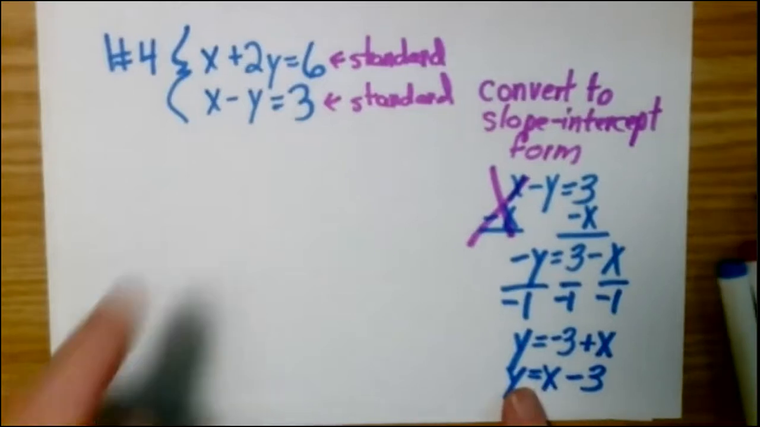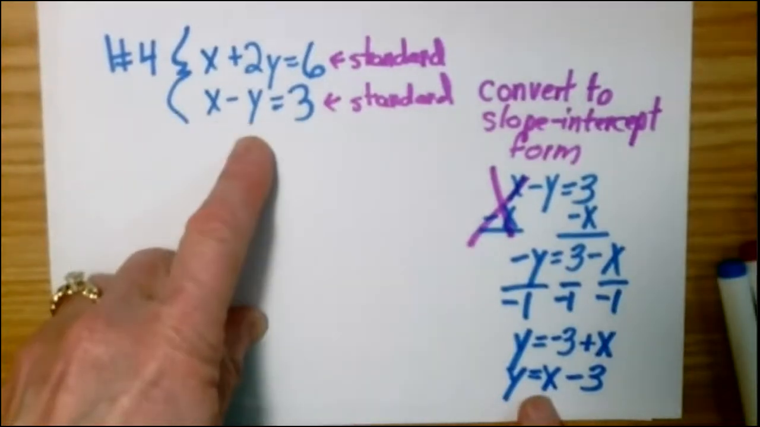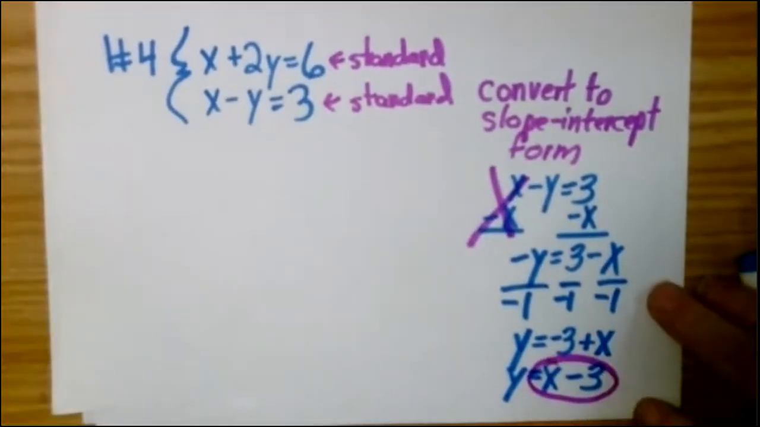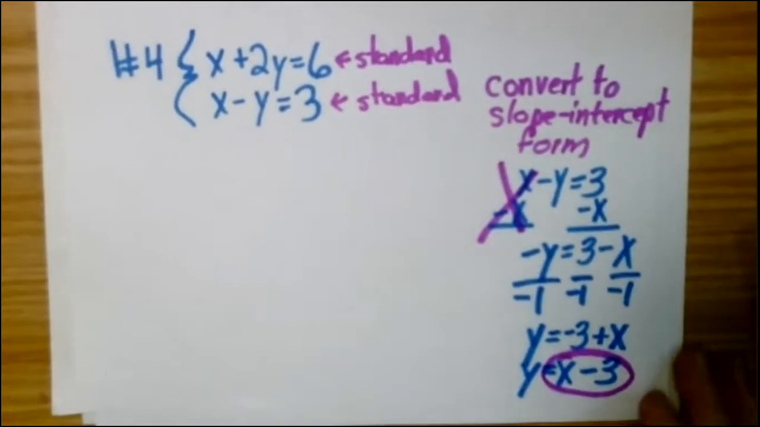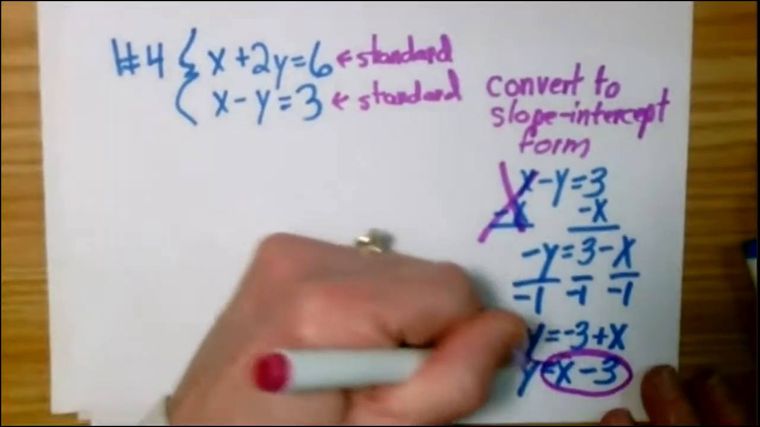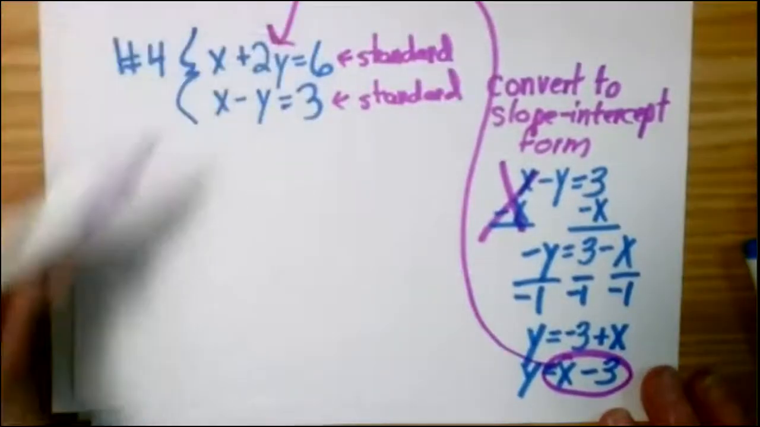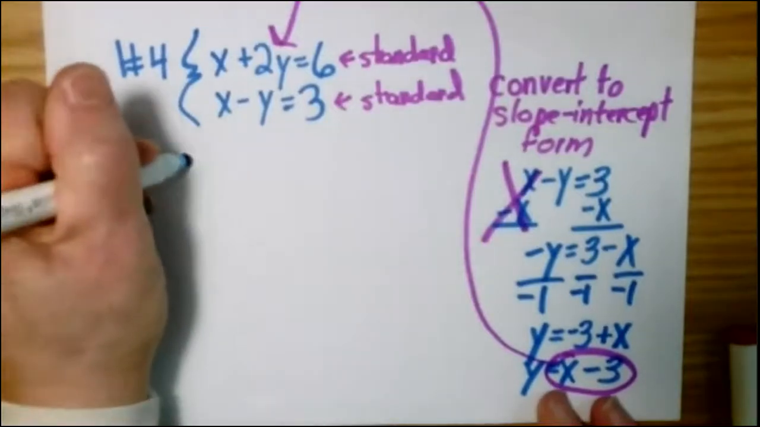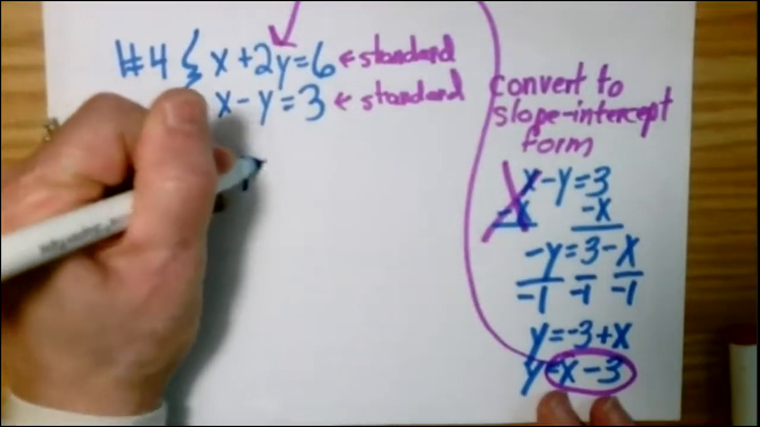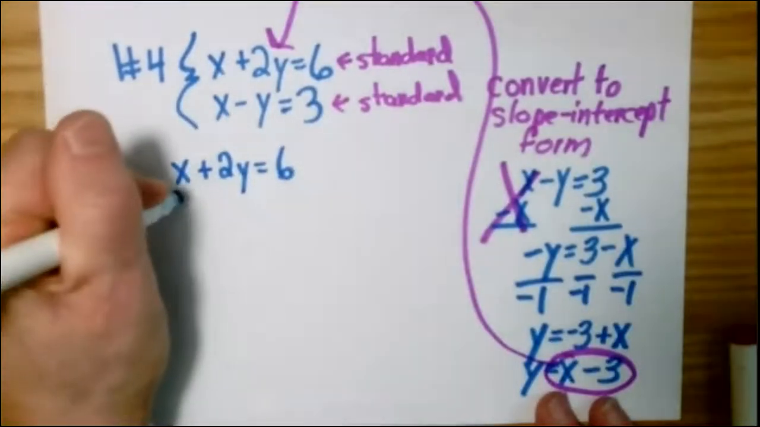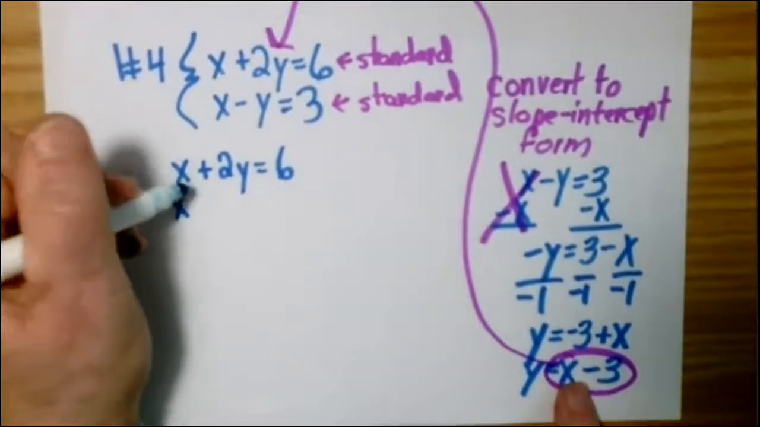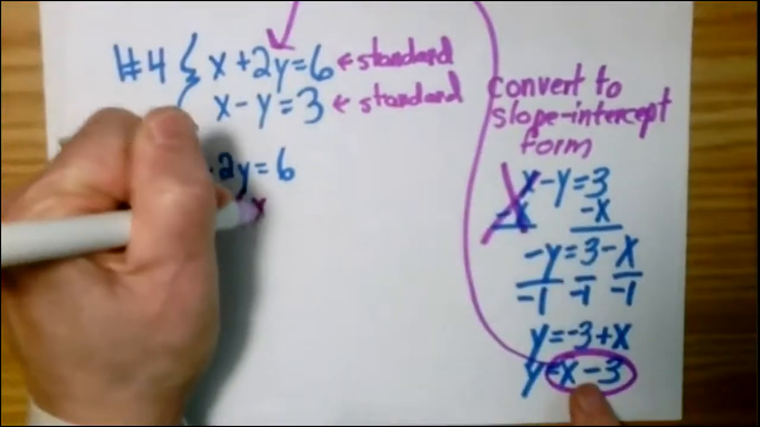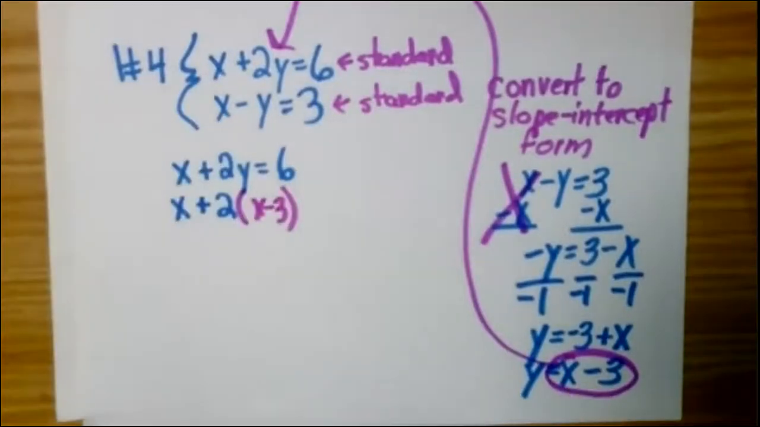Now I have a y value for this. I just rearranged the equation. Now I have an expression, x minus 3, for what y equals. And I can plug x minus 3 into the other equation. So I'm going to go back and plug it in for y up there. So let's do that. The first equation was x plus 2y equals 6. So we're going to plug in the y value down here: x plus 2 times our whole expression, x minus 3, equals 6.